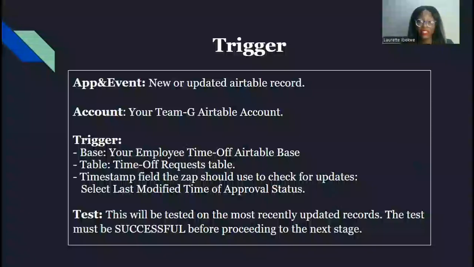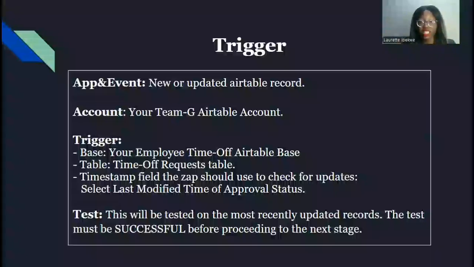The account, in place of your personal Gmail, is your Airtable account because it's Airtable, not Gmail. Your trigger is the base, the employee time off base, the table, the employee time off table, the timestamp field. Now, this is used because the trigger is new or updated Airtable record. So the Zap needs to know when a record is updated. And that's why you have this timestamp field, which is the last modified time of the approval status, because the approval status determines when the email is going to be sent.